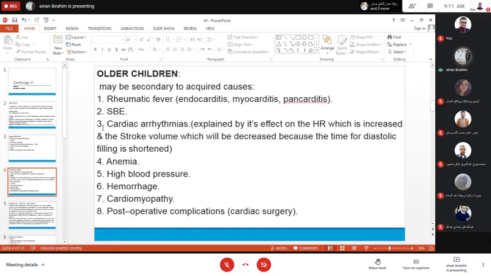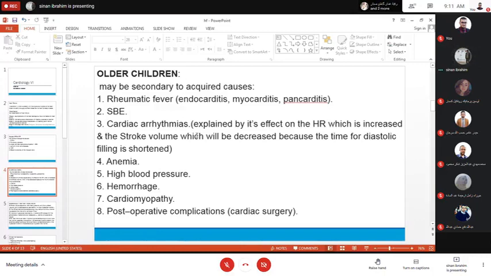The third cause will be cardiac arrhythmia, and this subject also you should have a good background on, and we will have a seminar. We'll take it, inshallah, in the sixth grade. We'll discuss it in detail, on what are the common causes of arrhythmia in the pediatric age group.